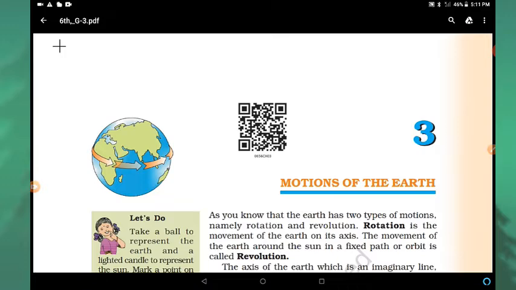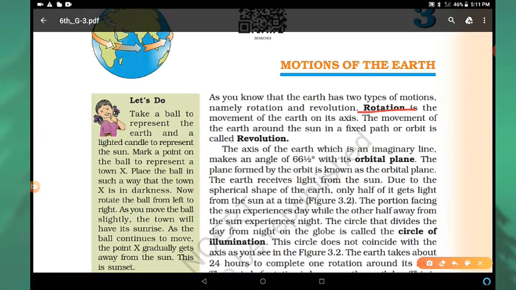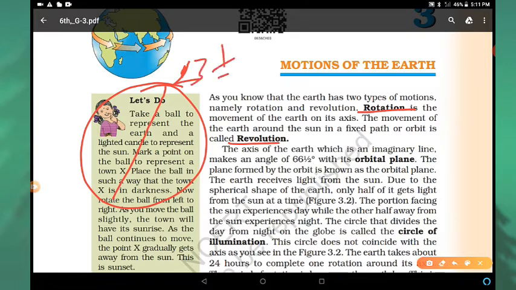So let's start. In this chapter we studied about motions or the movement of the earth. There are two types of movements of the earth, rotation and revolution. Rotation is the movement of the earth on its axis, right? As we discussed in the previous video. This is the axis tilted at 23 and a half degrees, right? Rotation on this axis is known as rotation.